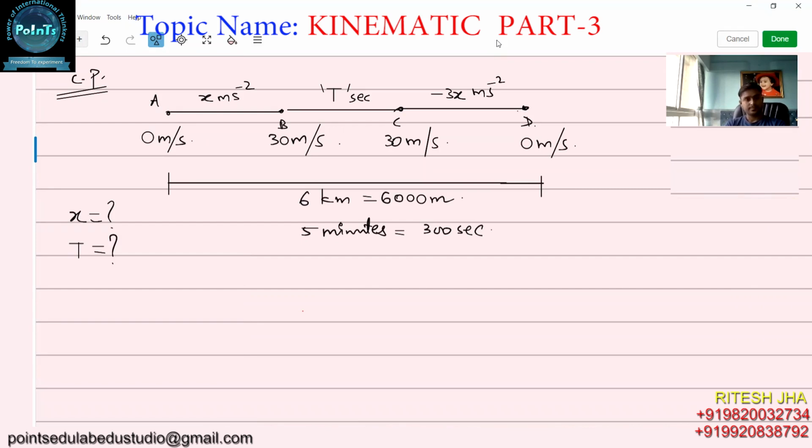Can you draw the speed time graph? So from A to B, A is 0. Sorry, with all these variables, it's going to be a little bit weird because we don't know some of the parts of the scale.